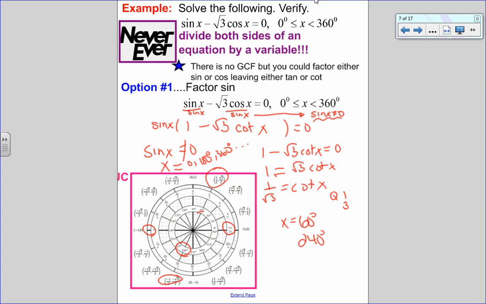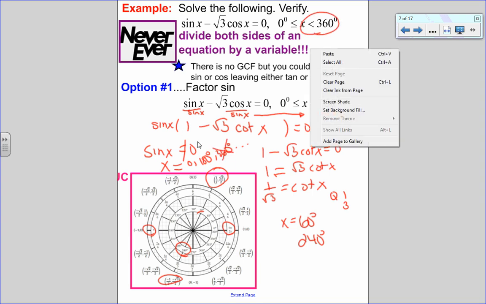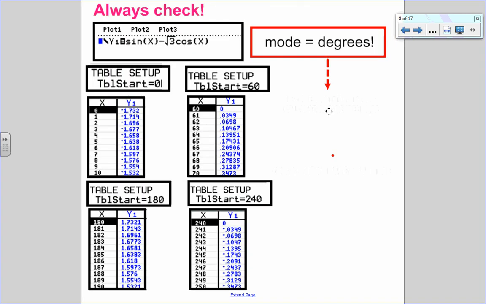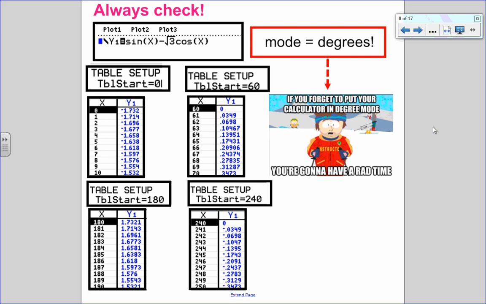Now, it doesn't equal 360, so we'll cross that one off because it's less than. Let's check the solutions for 0, 180, 60, and 240 and see what we come up with. Okay, so first of all, our domain was in degrees, so you need to change your calculator back to degrees, because if you don't, you're going to have a rad time. Normally, I'm all in favor of having a rad time, but I don't want to be in radians in this situation. So let's say you forgot the restriction of 0 and 180.